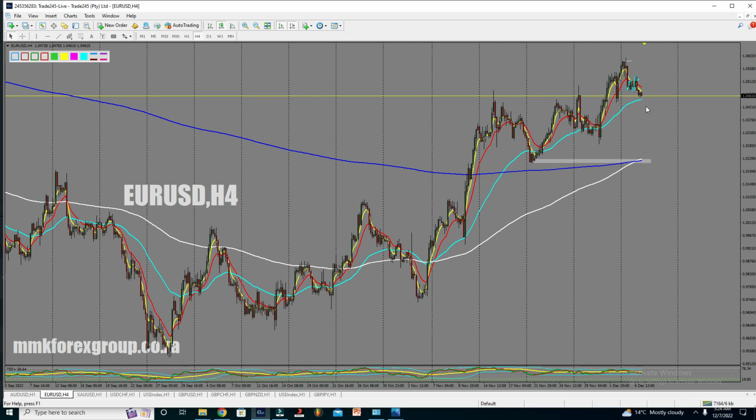We can just have a trap below, and price can continue moving up. Never get married to a bias or a trade.